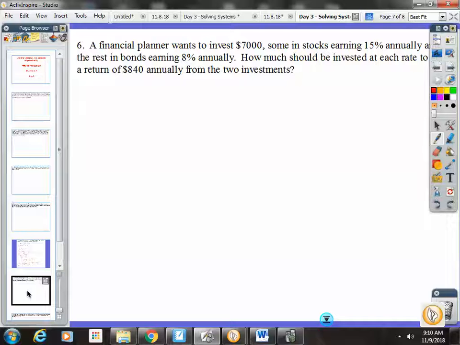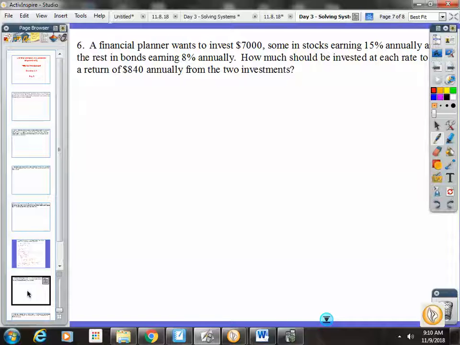One of them is going to give you back 15% every year, the other is going to give you back 8%. That means you're going to earn money just for putting your money in these stocks and bonds. We want to know how much we should invest in each stock and bonds to get a return of $840 annually. So what are we going to let X and Y be?